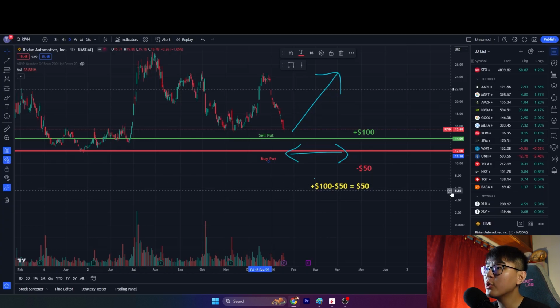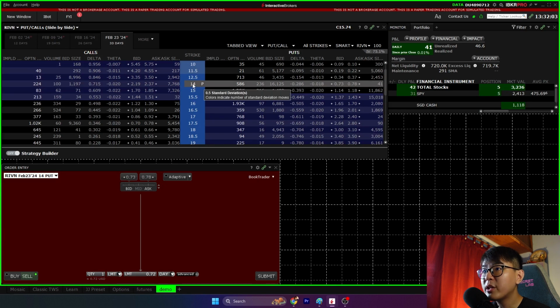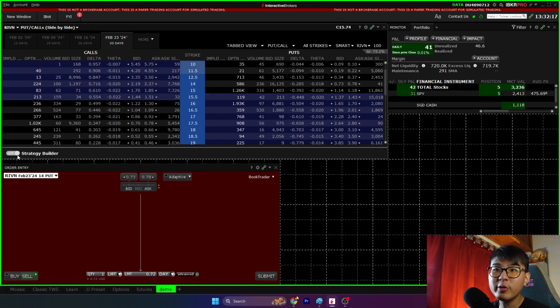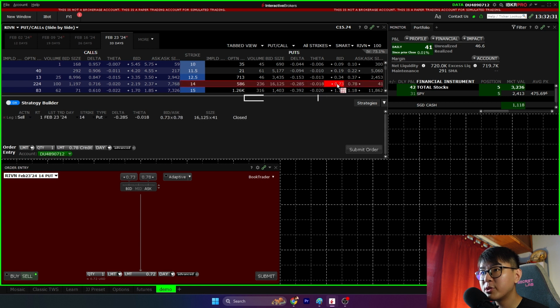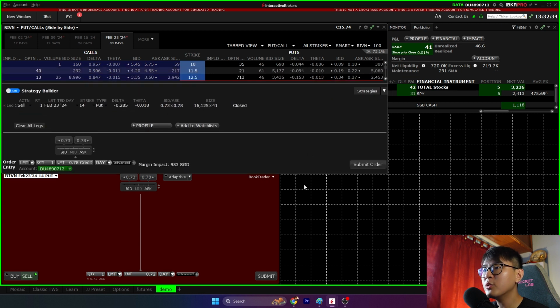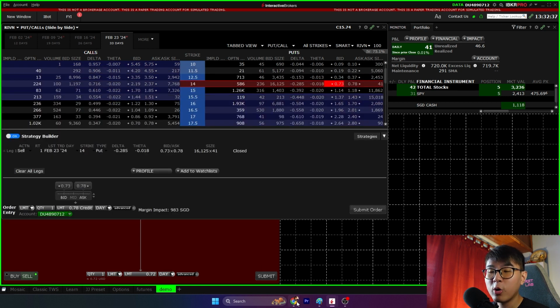The next thing I want to do is sell a put option at $14. So I'll go to Trader Workstation, find $14 over here. For complete beginners, you can use the strategy builder, but it's actually something I'll not recommend for more advanced traders, which I'll share later why. Click on strategy builder if you're a beginner, find $14, click on sell options over here, and then the next thing you want to do is to buy the put option at a lower strike price.